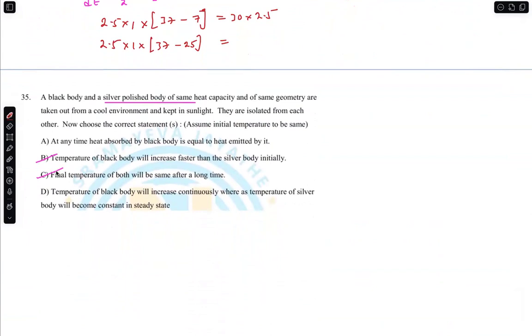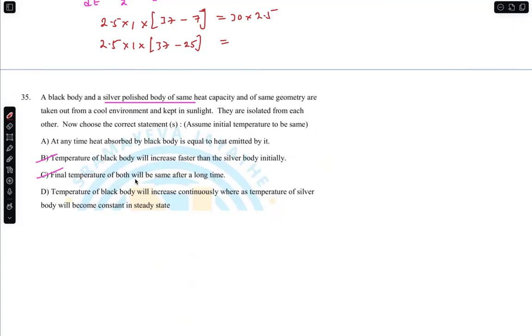A black body and a silver polished body of the same heat capacity and the same geometry are taken out from a cool environment and kept in sunlight. They are isolated from each other. Now choose the correct statement. See, silver polished will have less absorption. Black body will have very good absorption. Good absorbers are good radiators. So the temperature of the black body will increase faster than the silver body is correct.